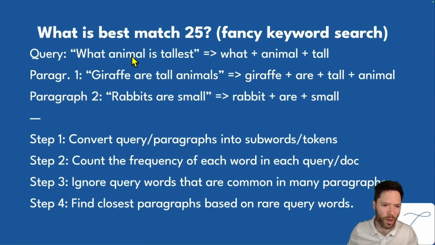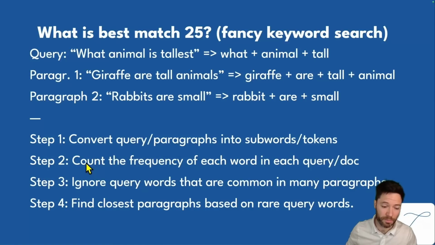For example, if you have a query, what animal is tallest, it will split that into what, animal, and tall. This here is called stemming. It's where you remove these last parts of words that help you to get a more general representation and improve your matching. And there are different approaches you can use for tokenization or stemming.